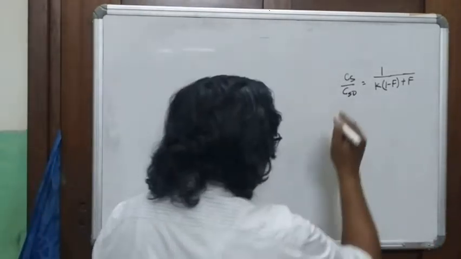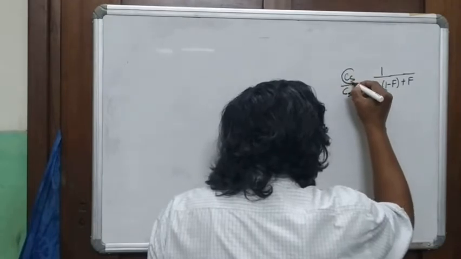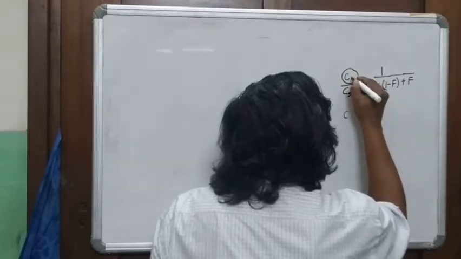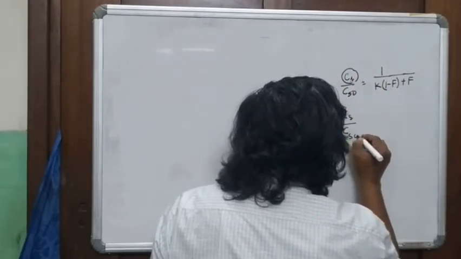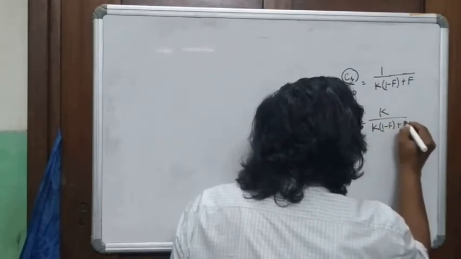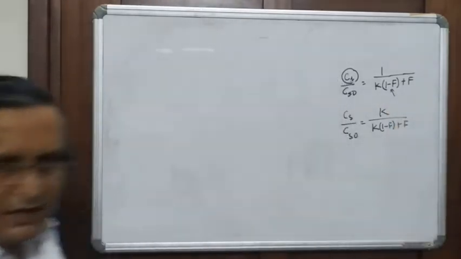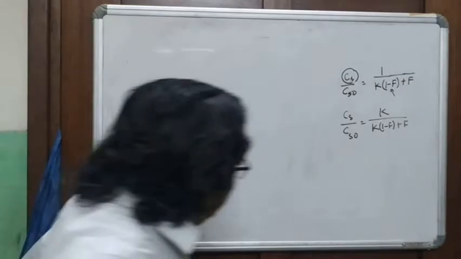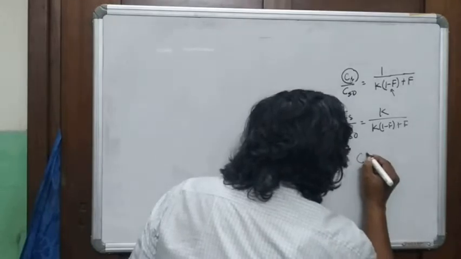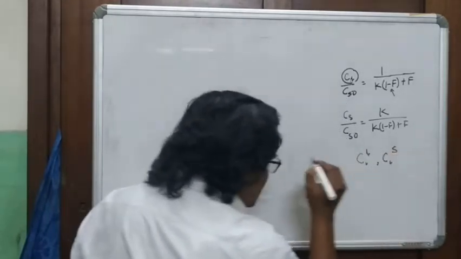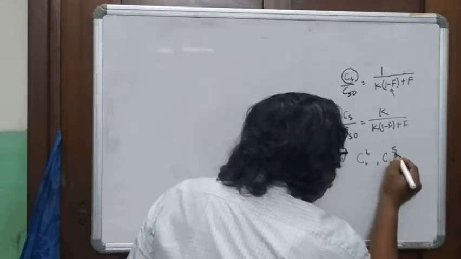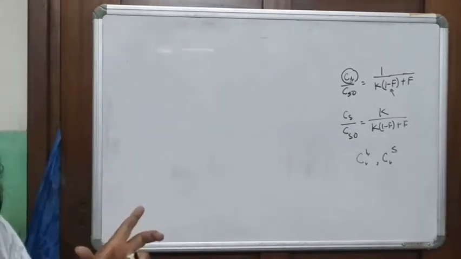But the important point that I was telling you: the concentration of a particular element in the solid, Cs, or you can also find Cs0, is K by K into 1 minus F plus F. Please kindly check this. I don't remember equations, so I derived it. I think it should be this. Now what is important here is Cl and Cs, the concentration of an element in the liquid and the concentration of that element in the residual solid. We are interested in that.